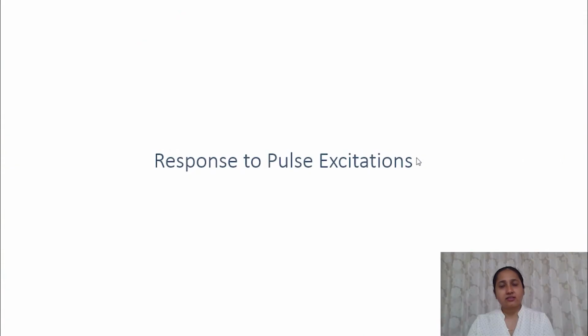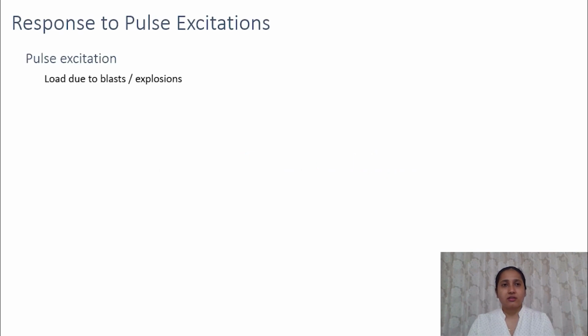In this lecture, we will discuss the response of a single degree of freedom system to pulse excitations. A pulse excitation is a time-varying force which is acting for a short duration. These types of excitations happen during blast or explosions. So this is how a forcing function will look for pulse excitation. The force is a time-varying force, but it will act only for a short duration.